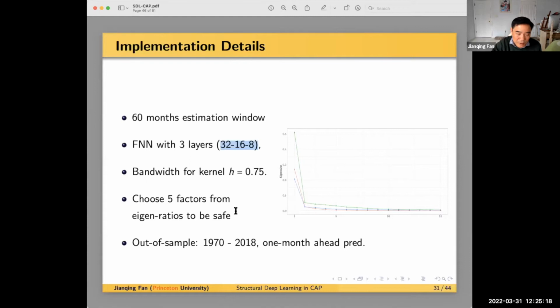And so because we are starting from 65, our first out-of-sample month prediction is 1970 to 2018, right? So we are just using the past 60 months to predict one month, using the past 60 months to predict one month, and rolling ahead, right? So this is the prediction result.